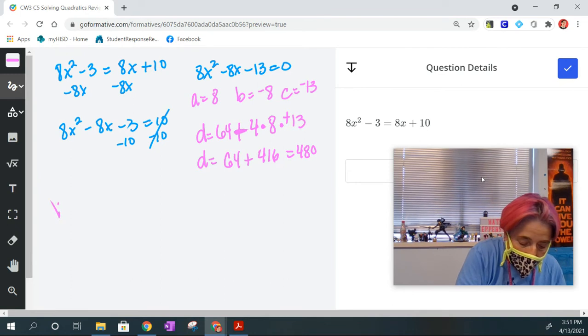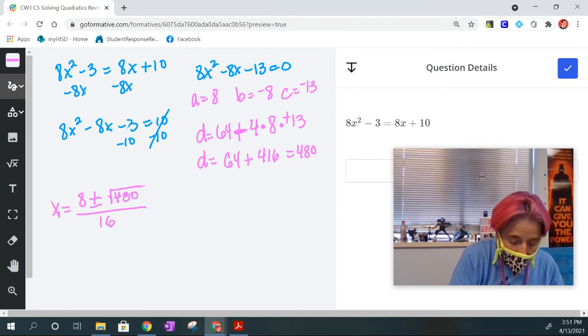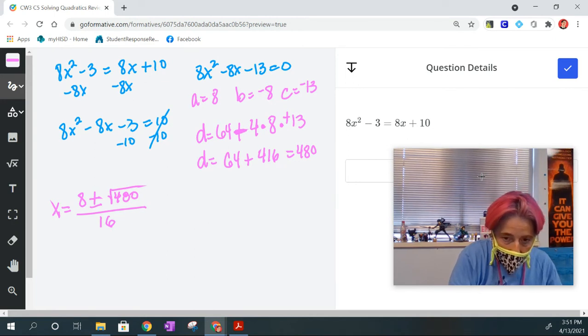So this is going to be x is equal to negative 8 becomes positive 8 because our formula is negative b, plus or minus the square root of 480, all over 2 times a, which is 8, so that becomes 16. All right, I need to simplify the 480.